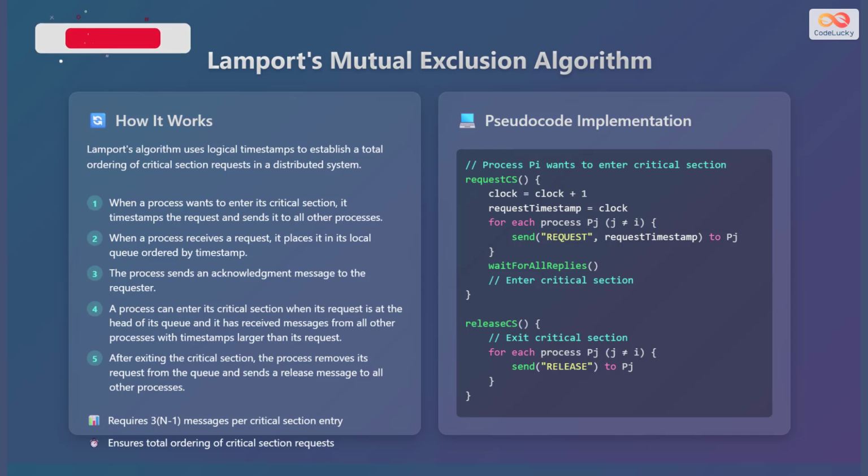When a process wants to enter the critical section, the clock is incremented, a request timestamp is generated, and a request is sent to all other processes. It then waits for all replies and enters the critical section. When exiting, the release message is sent to all other processes. When a process receives a message, the clock is updated. If the message is a request, it is added to the request queue, and a reply is sent. If the message is a release, the request is removed from the queue.